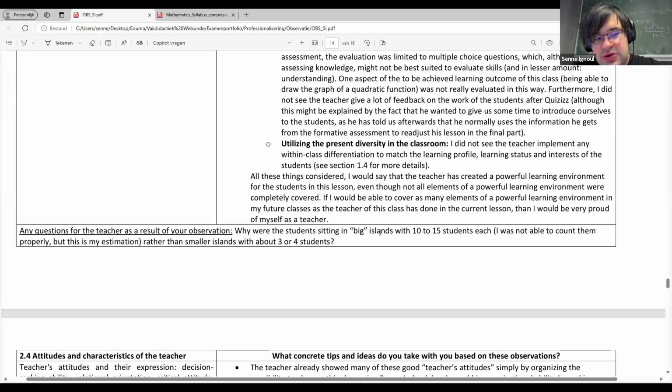Because what they do in Belgium is if they use islands, it's usually just 2 tables so that you really have groups of 4 people. Because if you have a lot of students, then people might get intimidated or something. Is there a reason why there are so many students at one table? What's the philosophy behind that? That's basically a question.